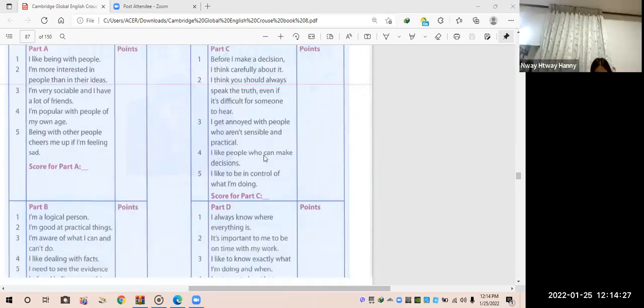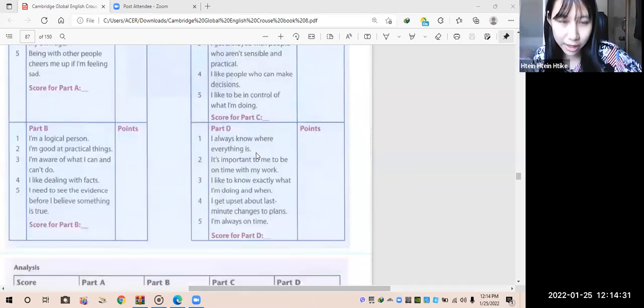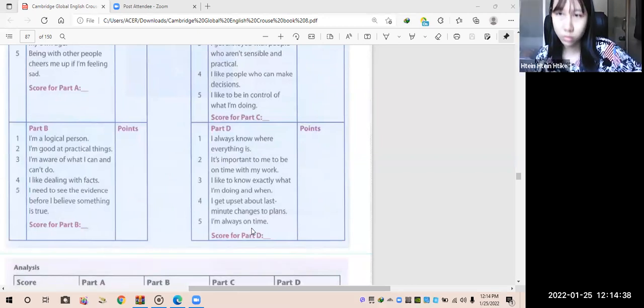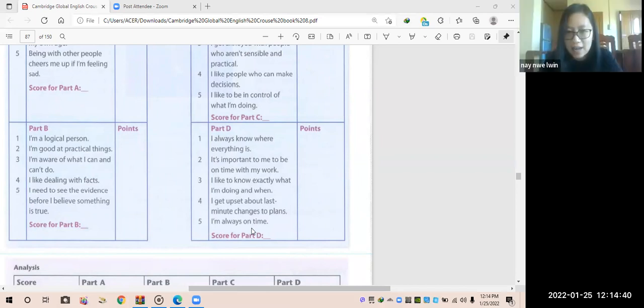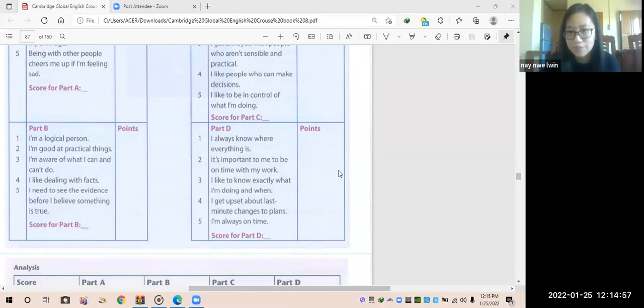Teacher, how can I understand part D number 5? I'm always on time. What does that mean? It means you always arrive at the right time. For example, if the class starts at 9, you always arrive at 9. So you always arrive on time. Have you got it? Yes, teacher, thank you. It's kind of like you are a punctual person. You always arrive on time.